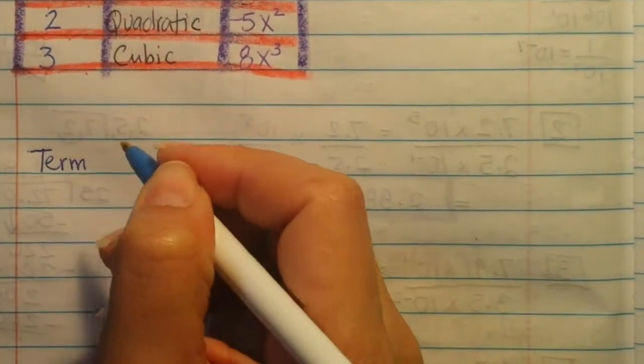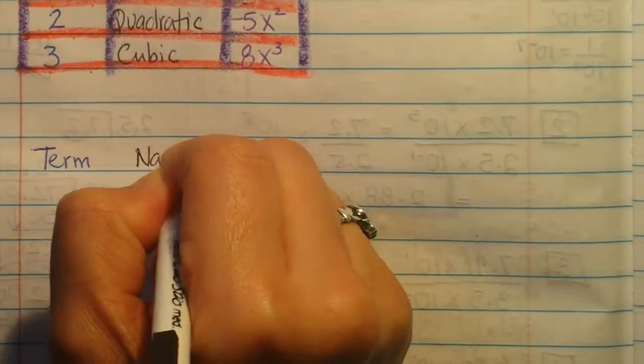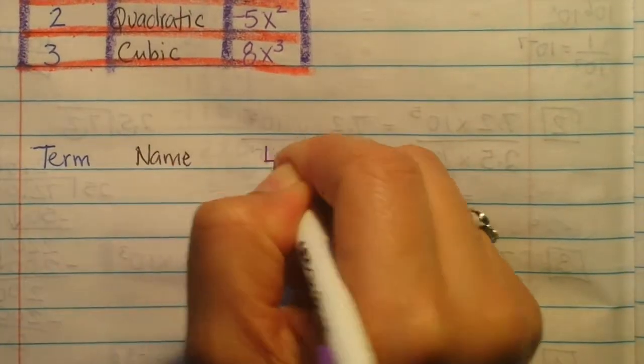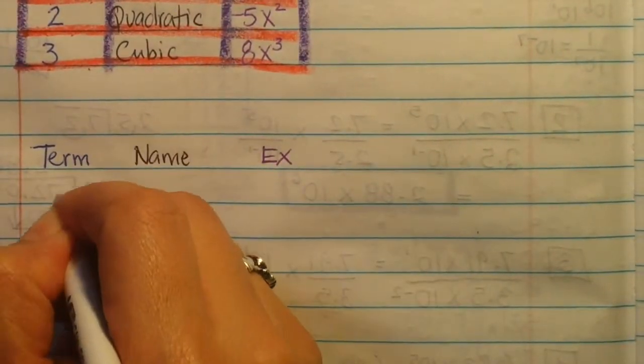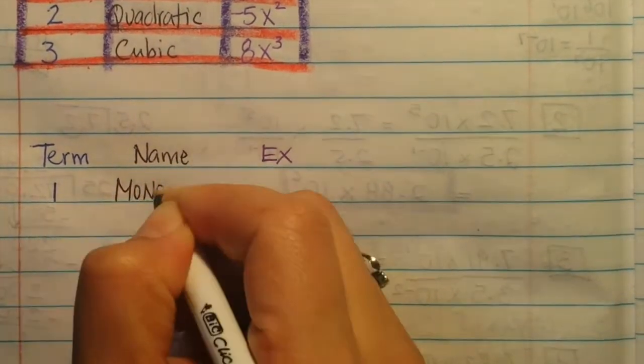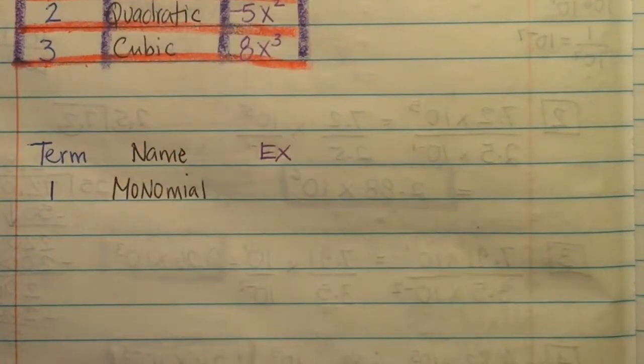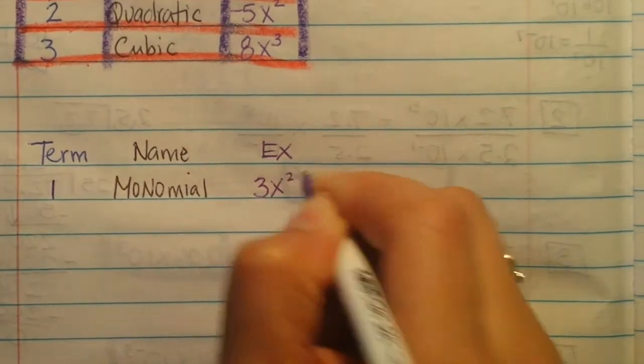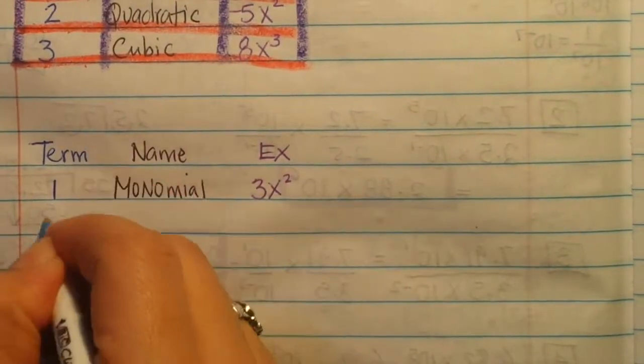So now we're going to look at terms, since we looked at degrees. A term is just how many things there are. Write down a term, what it's called, and an example. If it has 1 term, that's called a monomial. You see, mono means 1. So for example, 3x squared only has 1 thing in there.